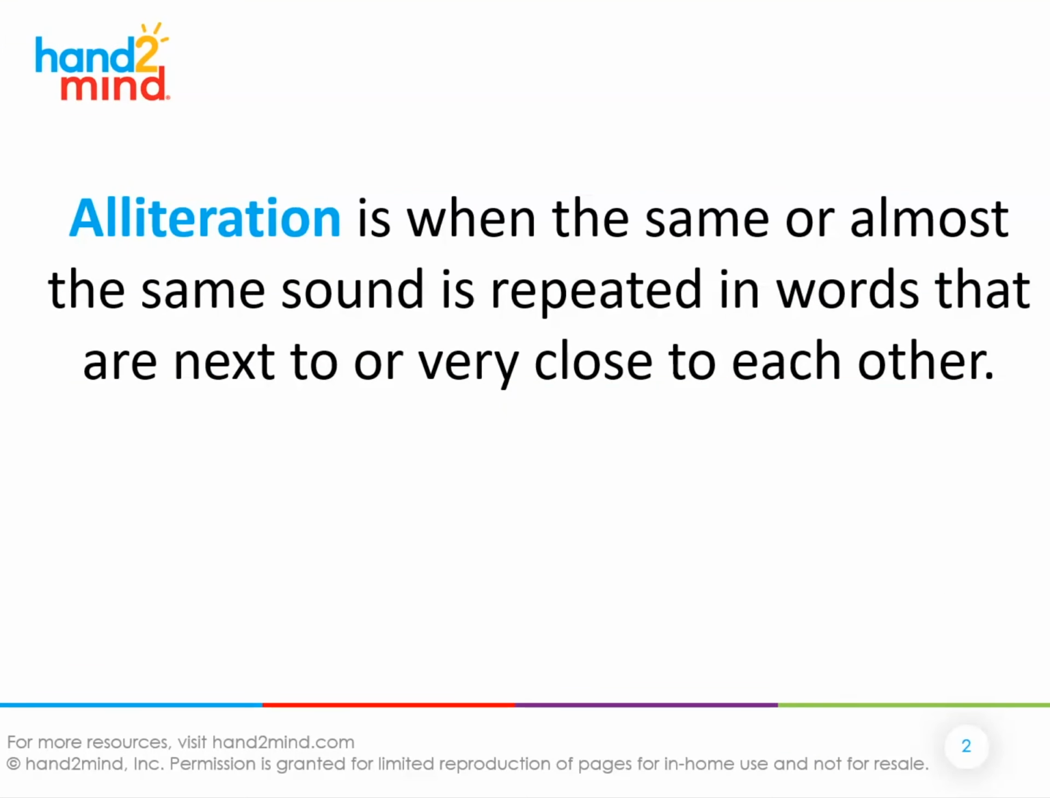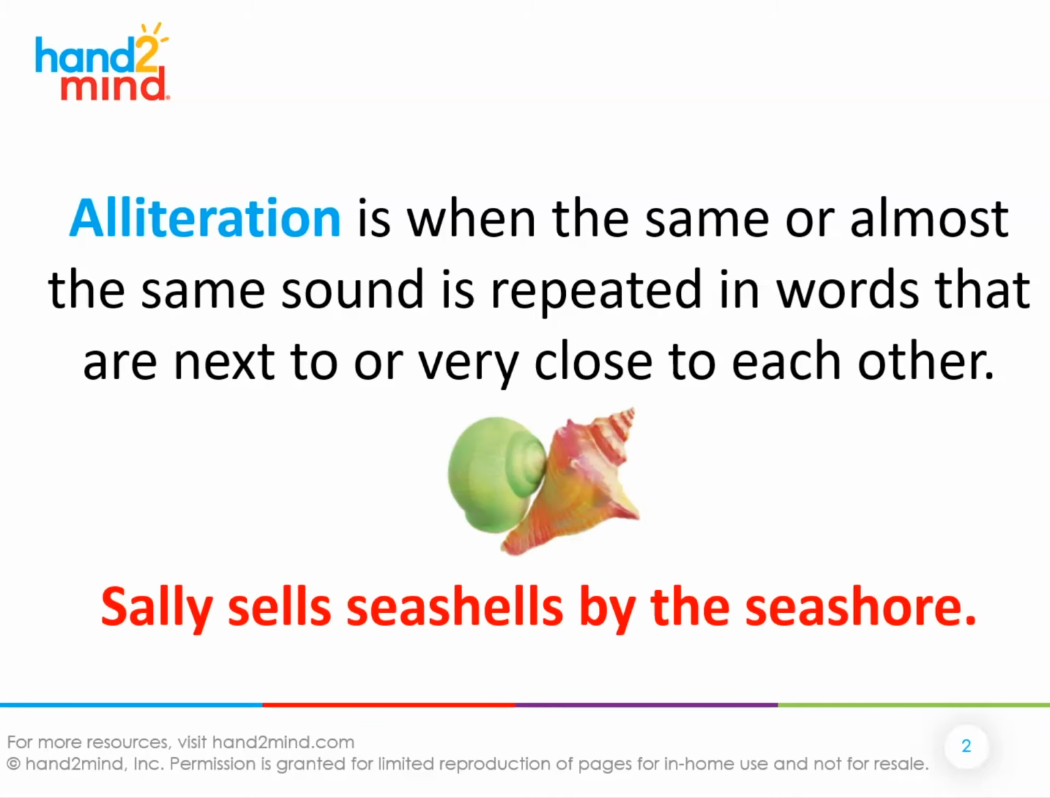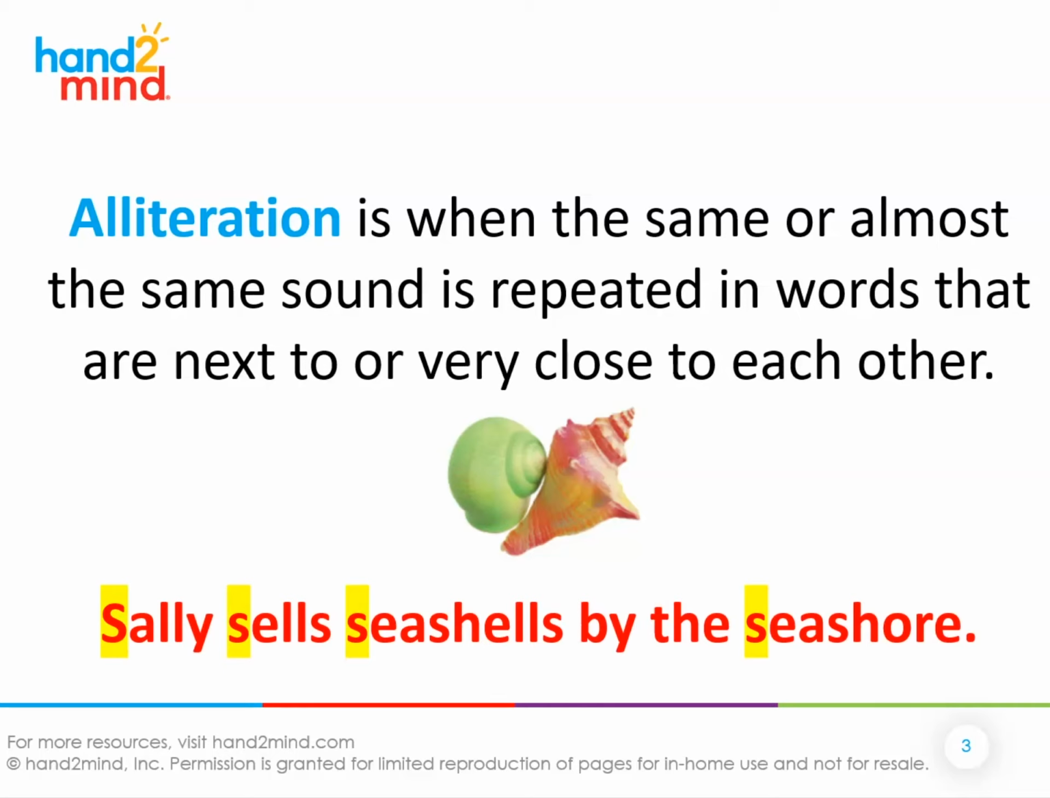Alliteration is when the same or almost the same sound is repeated in words that are next to or very close to each other. If you've ever said a tongue twister, then you've probably experienced alliteration. For example, we have the tongue twister, Sally sells seashells by the seashore. In this particular sentence, I hear the S sound made by the S in Sally sells seashells and seashore. This is an example of alliteration.